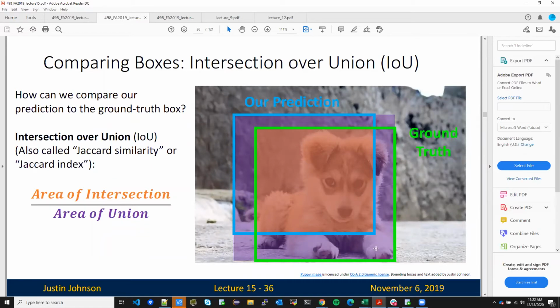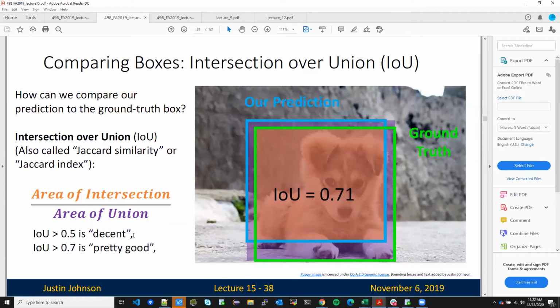So for example, if you predicted the location perfectly, you would have an IOU of 1. And if you had 0 overlap, your IOU would be 0. So IOU ranges from 0 to 1. People have defined ranges. So what is a good IOU? If you get an intersection over union of 0.5, that is considered a decent IOU. And if you get something like 0.7, that is pretty good.